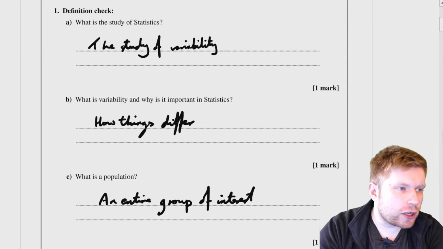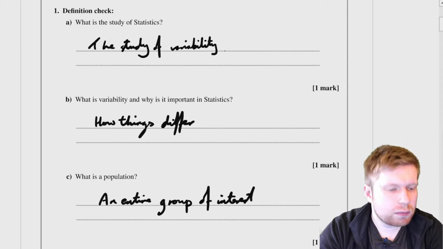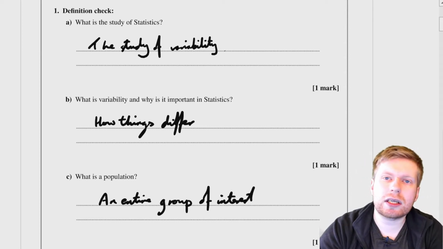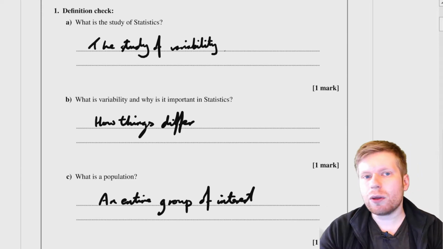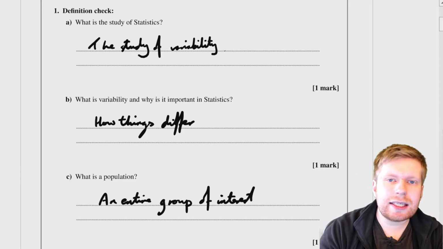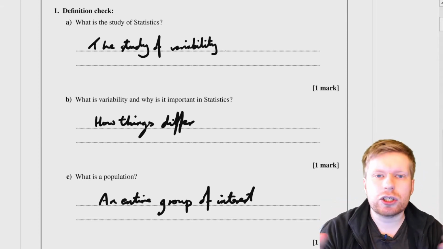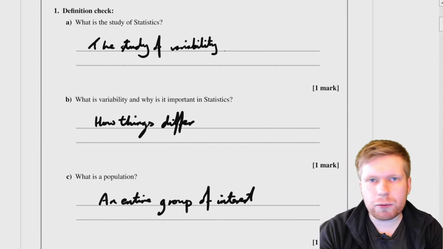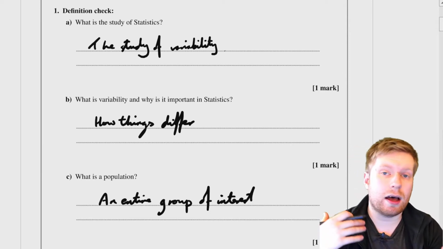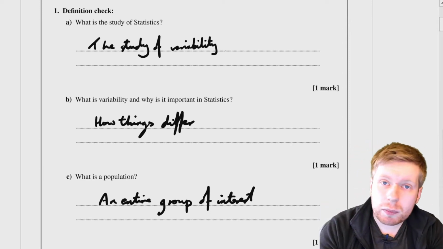Okay, so the first definition, what is the study of statistics? Well, quite simply, statistics is just the study of variability. You know, things in the world, they change, right? And statistics is all about measuring that change and observing that change and trying to understand that change, okay? Yes, some people might say statistics is all about making decisions based on evidence. That would also be totally fine, okay?